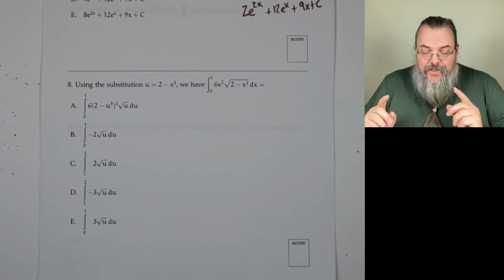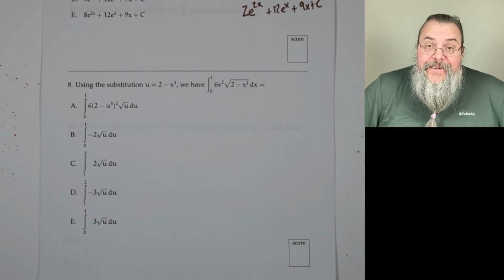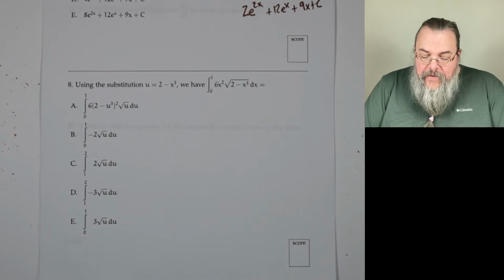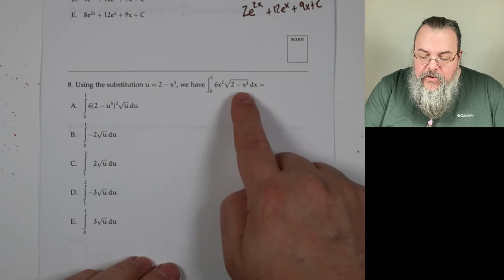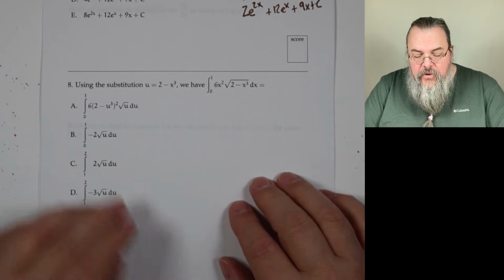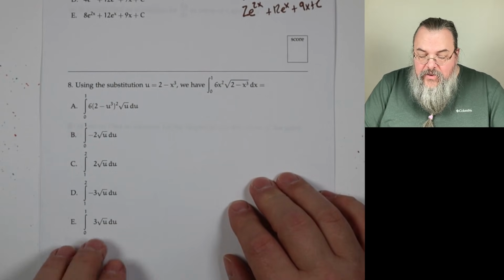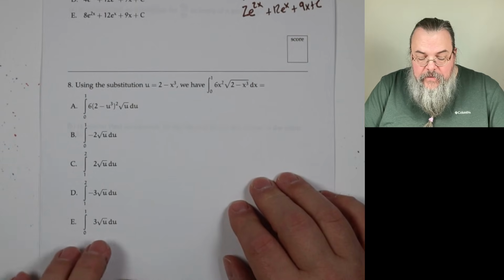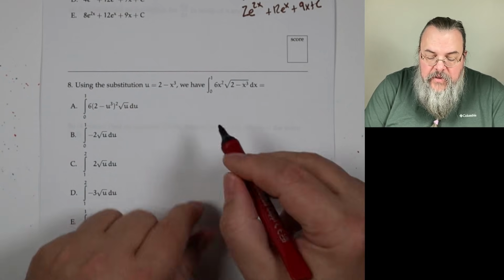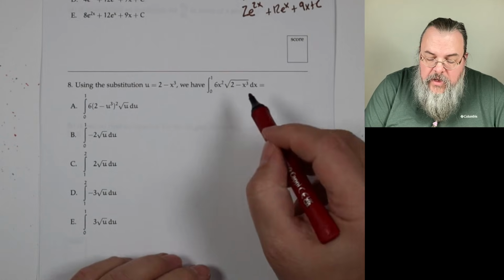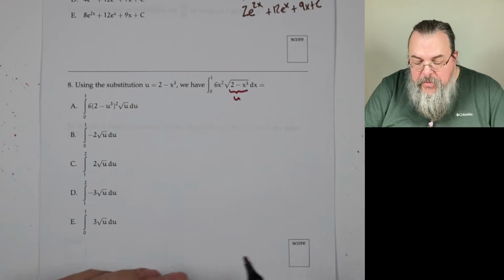Number 8, our last multiple choice. Using the substitution, u equals 2 minus x cubed. Okay, so they gave us the substitution. That's going to help. We have that the integral from 0 to 1 of 6x squared square root 2 minus x cubed dx is equal to one of these choices. All right, so we need to figure out which one of these choices it is. We'll do a couple of things here. What do we see? Well, this part right here, that's obviously going to become our u. No big surprise.